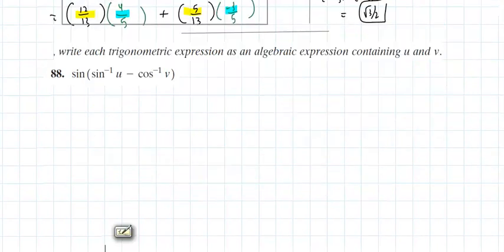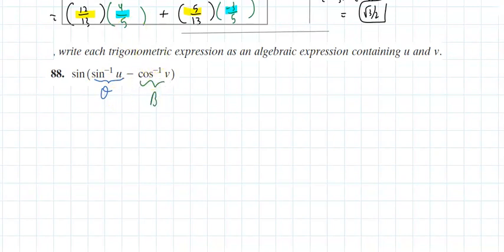And the last problem I want to look at is number 88. Here it says, write each trigonometric expression as an algebraic expression containing u and v. This is what you need in calculus. This is something that comes up. Again, I know this is not a standard angle. I'll call that theta, and I'll call that beta.